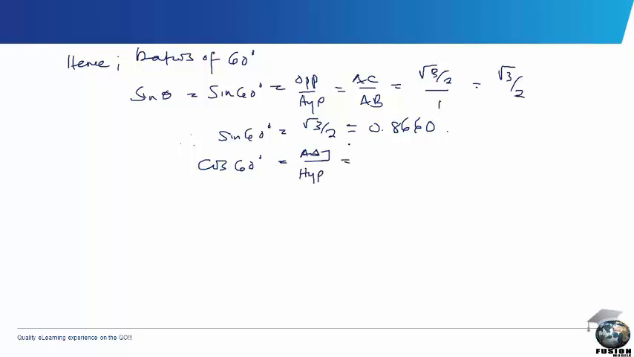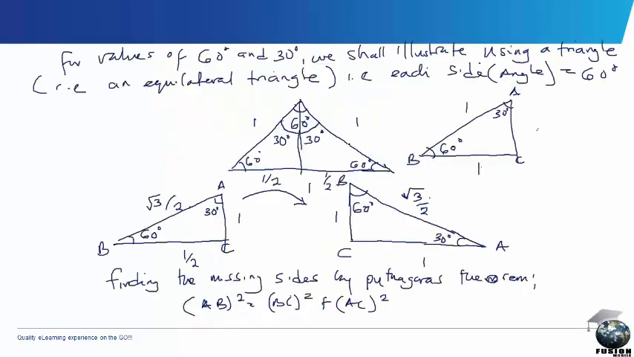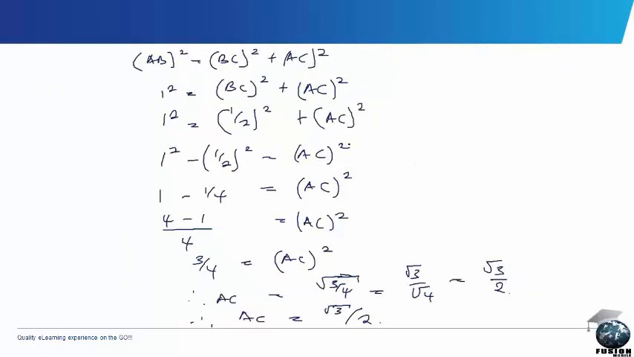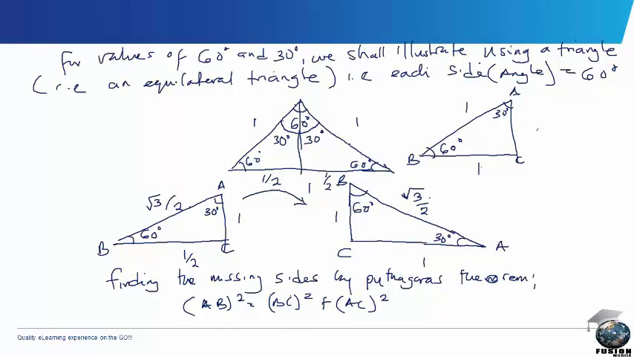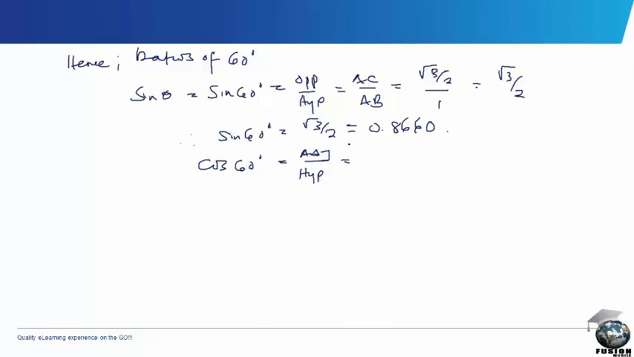Okay, so we'll go ahead to cos 60 degrees, which is equal to adjacent over hypotenuse. The adjacent side is given as BC, over the opposite side. Okay, we'll come back to that.